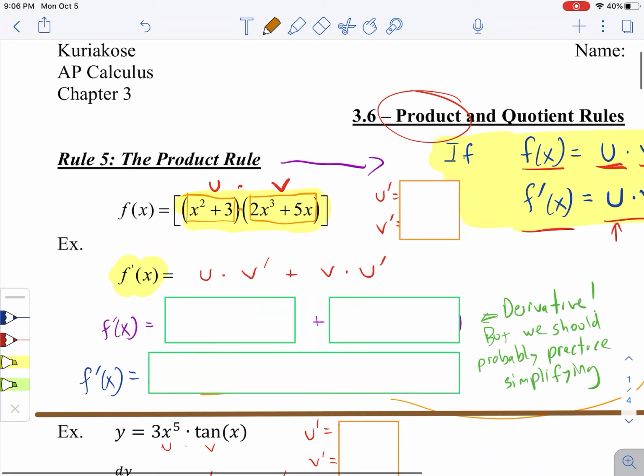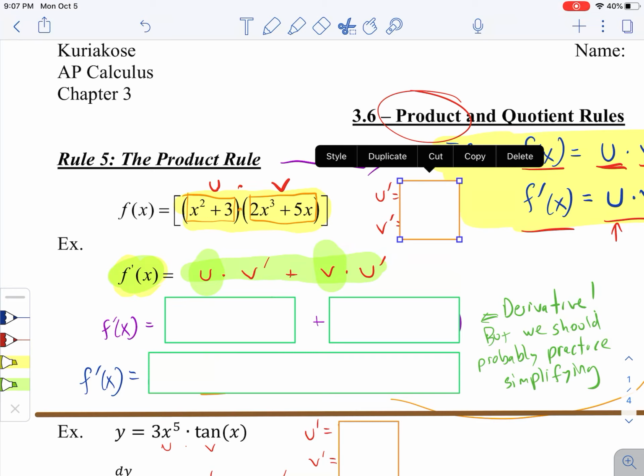Okay? And now, every year I teach this, someone wants to do just derivative of the first times derivative of the second. No, you can't just use the power rule on each part. You have to use the product rule, which I've written right here. The derivative of f, that's f prime, is u times derivative of v plus v times derivative of u. So, well, I already know the u and v, right? I got this and this. That's labeled. I just got to find the u prime and the v prime.